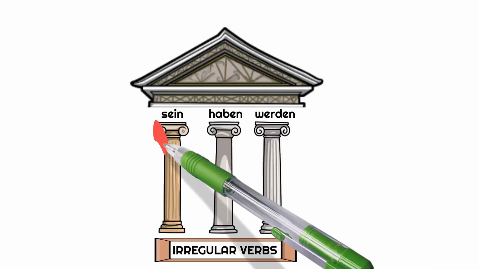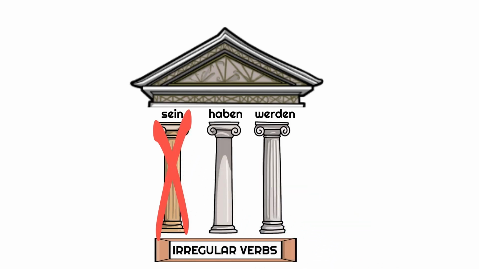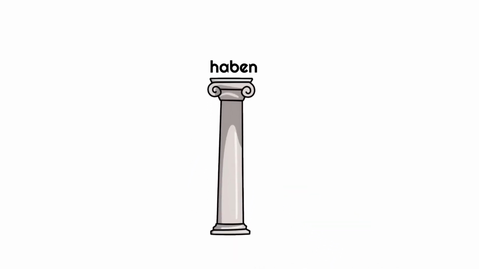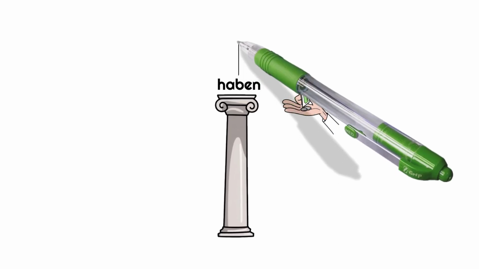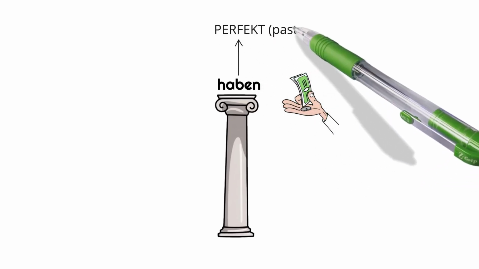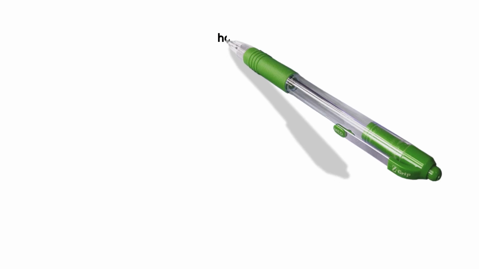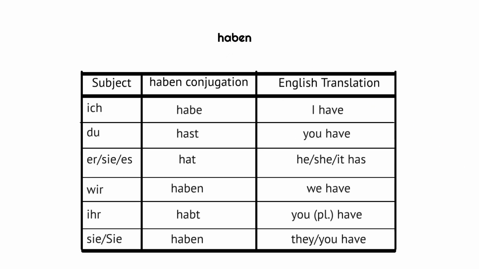That's one pillar down. Now let's tackle the second essential irregular verb, haben, meaning to have. While not quite as wild as sein, haben is fundamental for possession, and, spoiler alert, it's the most common helper verb for forming the past tense in German. Now for haben. Take a look at its pattern. It's not totally regular, but the good news is, it's more stable than sein.